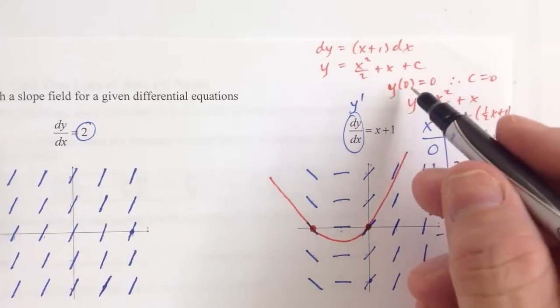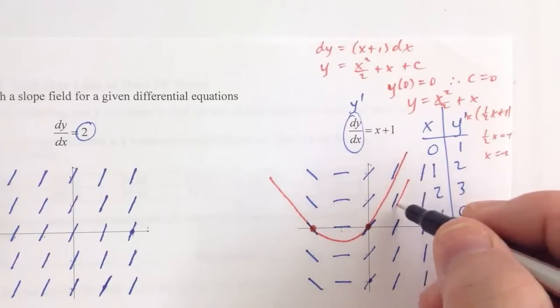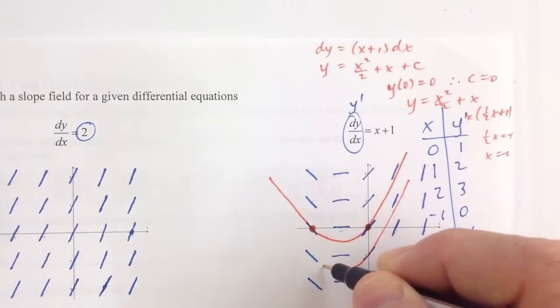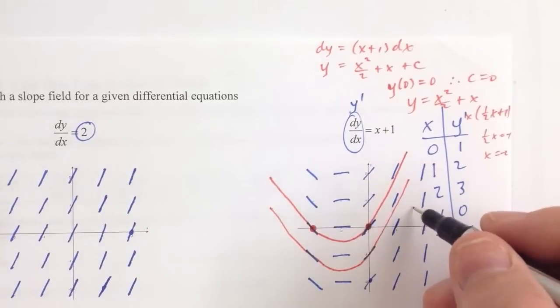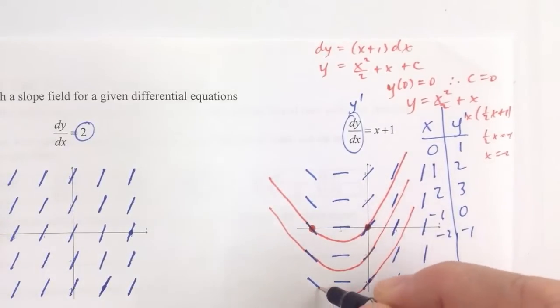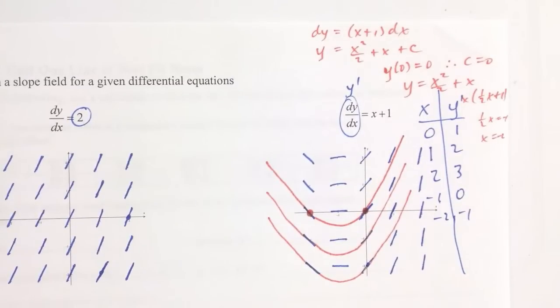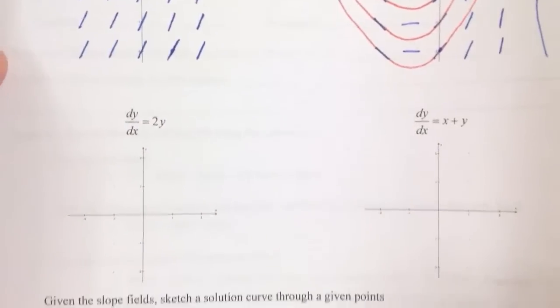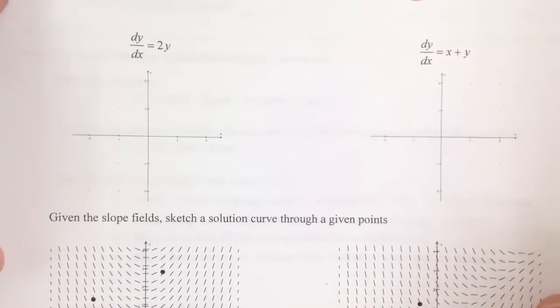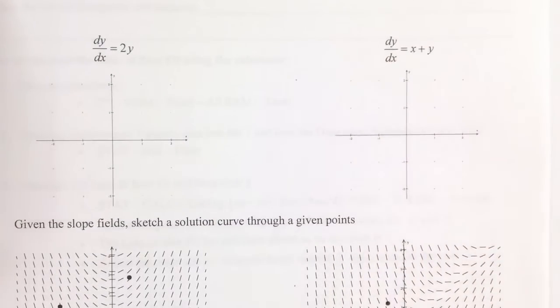Well, if y of 0 is -1, we would have a solution curve that went through -1 and would go up like that. This is the family of solutions to the differential equation. The slope field shows the slopes of the solution curves, and the particular solution is what we get when we have an initial value. Okay, so that's in a nutshell what slope fields are and how to draw them.